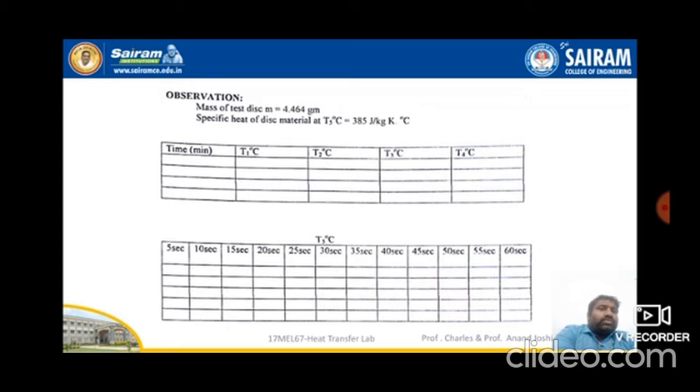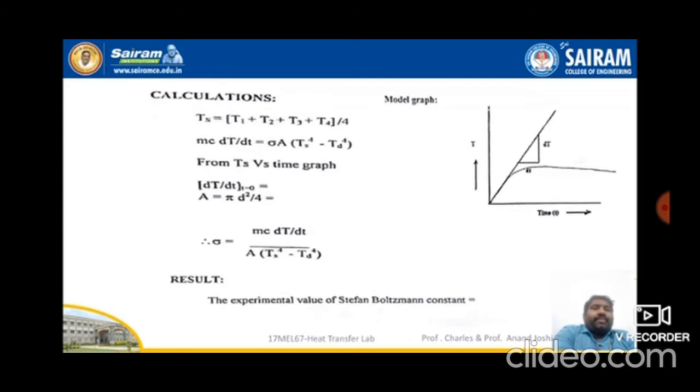We have to observe these two things and prepare two tabular columns: one for the different temperatures T1, T2, T3, T4 at different time intervals in minutes, and another for the T5 temperature at every instant of time, 5 seconds, 10 seconds, 15 seconds, 20 seconds, 25 seconds, and so on. You have to take the readings.